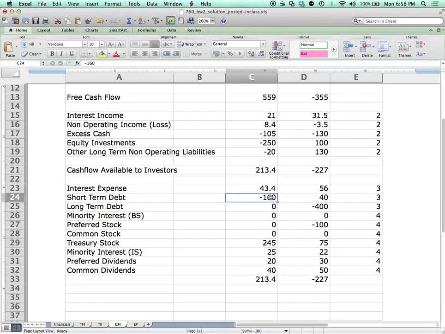So therefore, I had to borrow 160 of new debt to afford to pay off the equity that I paid off. Right? So I really couldn't afford to buy back the treasury stock of 245 because I only had 213. Right? And when I paid dividends and interest, that's why this company had to lever up. That's why this company had to borrow money. And I can clearly see this.